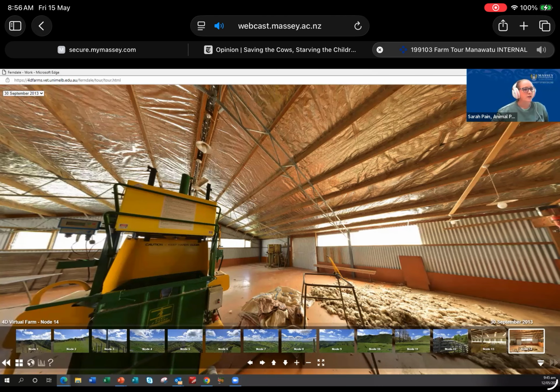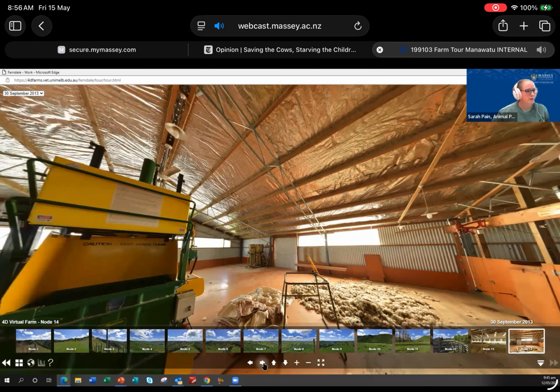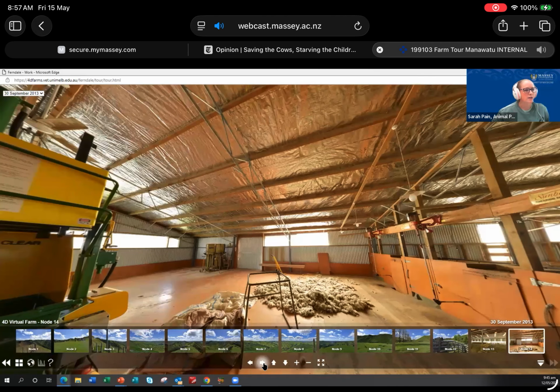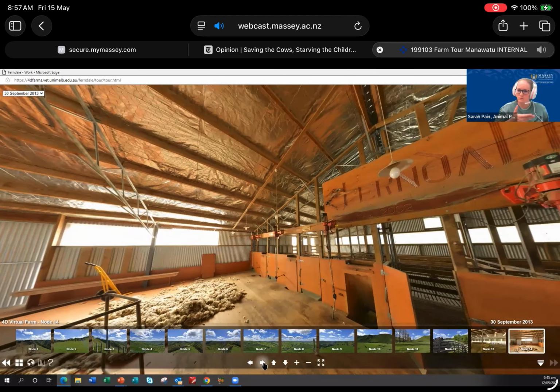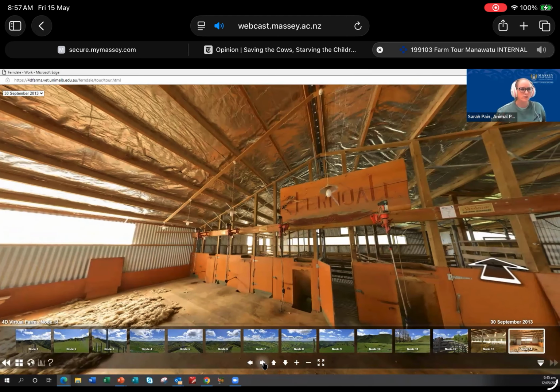All right, so this is the shearing shed that's on Ferndale. We can spin around and see the various parts of it. If you've never been inside a shearing shed, this is what a shearing shed sort of looks like. As I said, different places can have different sheds. If you want to see what different sheds look like, or Australian sheds anyway, you can have a look on those other farms.